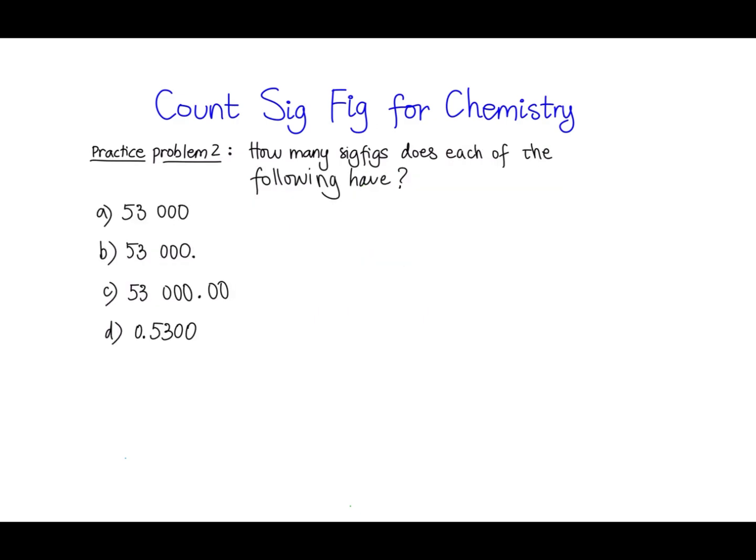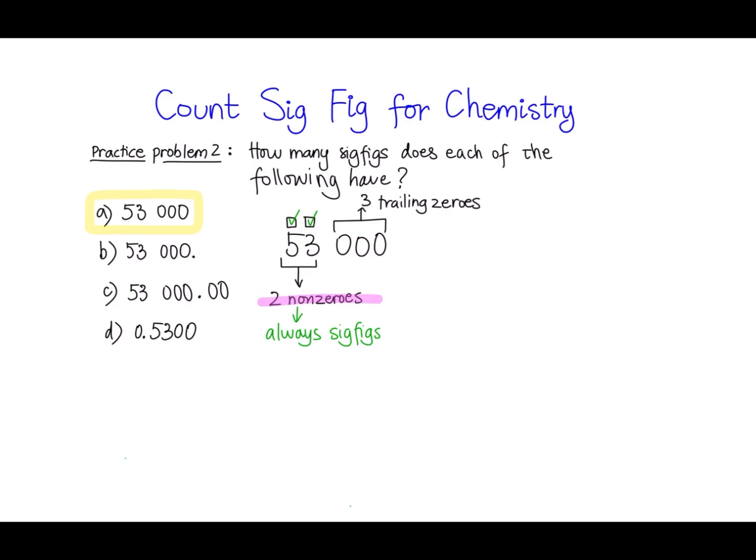Moving on to problem 2, please count how many sigfigs each of the following has. And here we have 4 numbers. We have 53,000, 53,000 with a decimal point, 53,000.00, and 0.5300. So let's look at each of them. First of all, I have 53,000. In this number, there are 2 non-zeros, the 5 and 3 in the front, as well as 3 trailing zeros. The 2 non-zeros are always considered sigfigs, so we have 2 sigfigs so far.